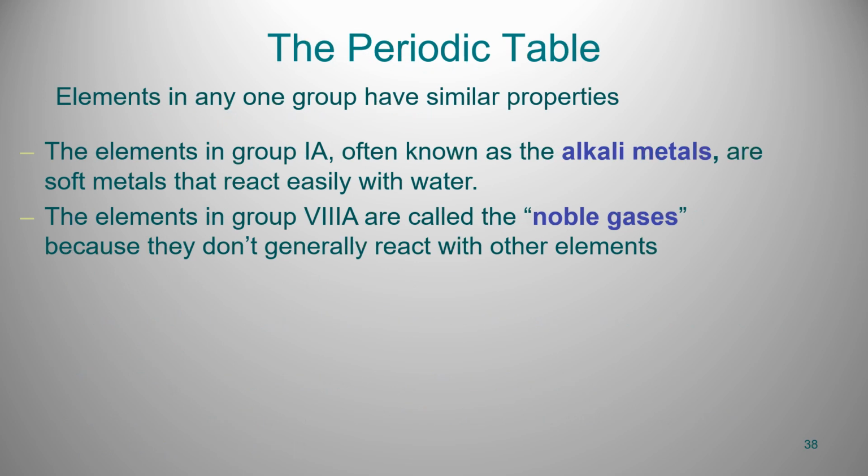Elements in any one group tend to have very similar properties, though it's not absolute. We have some names for some of these groups. The elements in group 1A are called the alkali metals. They tend to be soft metals, and they react very easily with water especially, so they're usually stored under oil because they're very reactive. Elements in group 8A or group 18 are called the noble gases. They don't react with other elements very well, and that's why they're called noble.